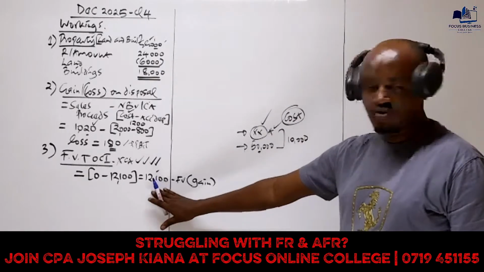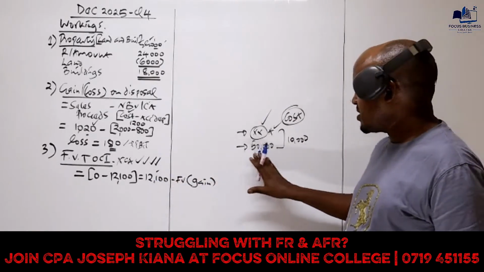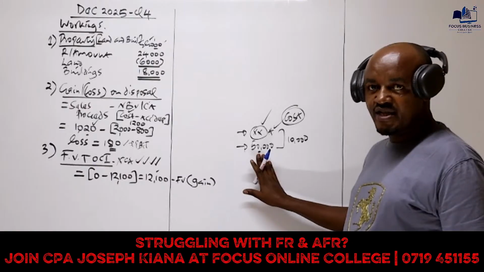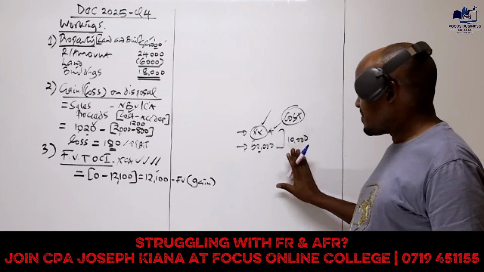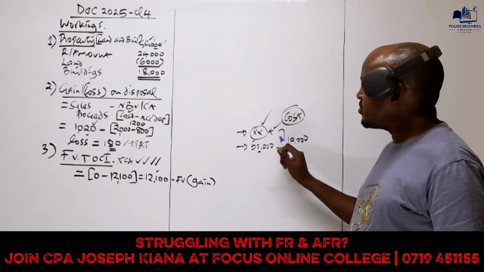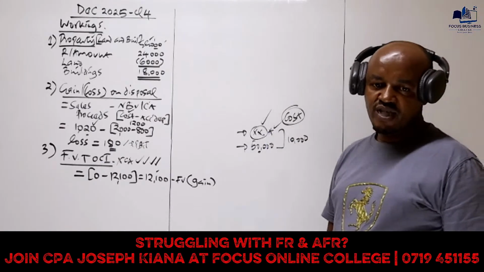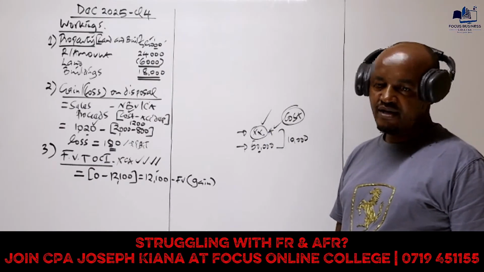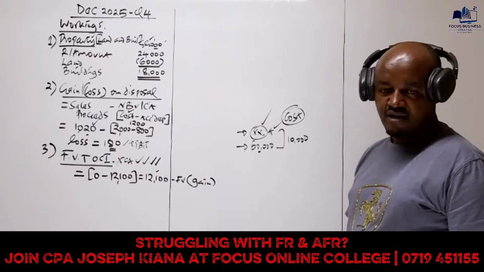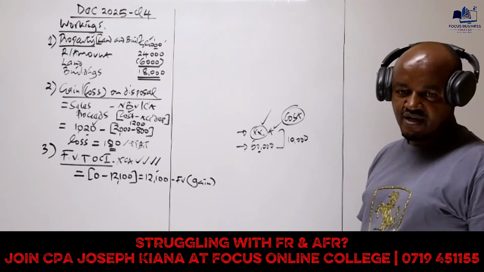Because that's what we need to know here. We know that the market value of the shares at the end of the year was 50,000. The market value increased by 10,000, but we don't know the cost you paid. Can you determine the cost which was paid in acquiring these shares?